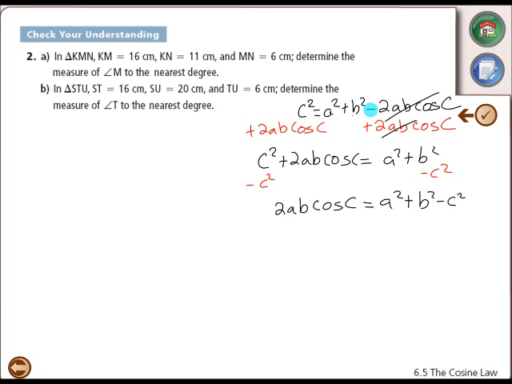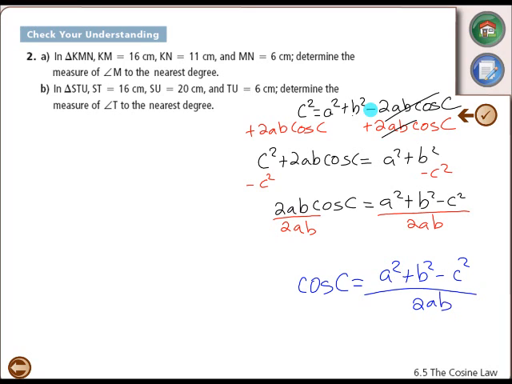Last step, we got to get cos of c by itself. I'm going to divide by the 2ab. So here's now your formula. Cos of c equals a squared plus b squared minus c squared over 2ab.